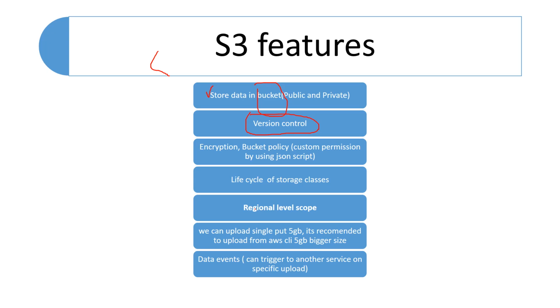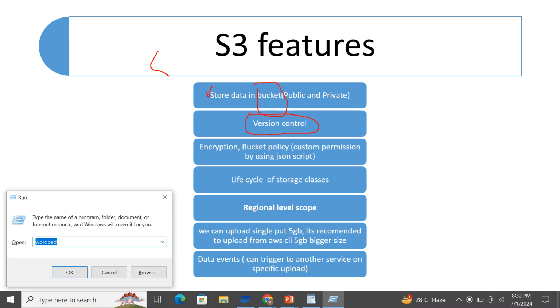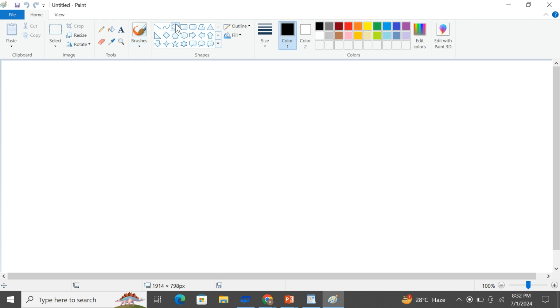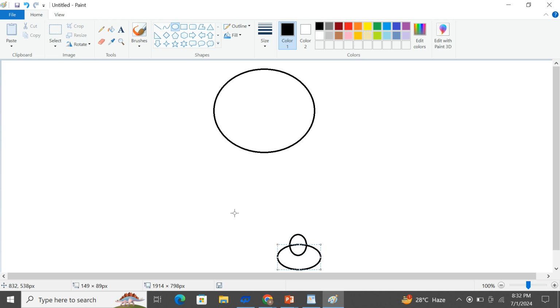S3 is used mostly by software developers. That means the developer is basically uploading data to an S3 bucket. I'll give an example. This is your S3. This is your developer. And the developer is keeping the data in a small bucket.